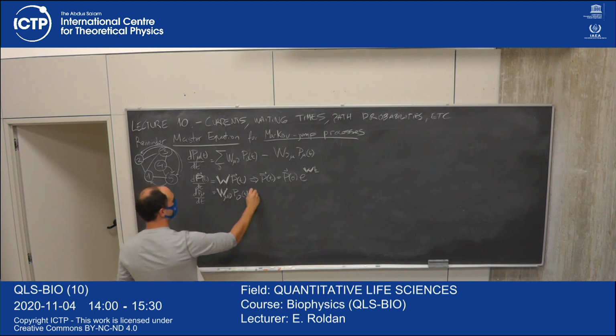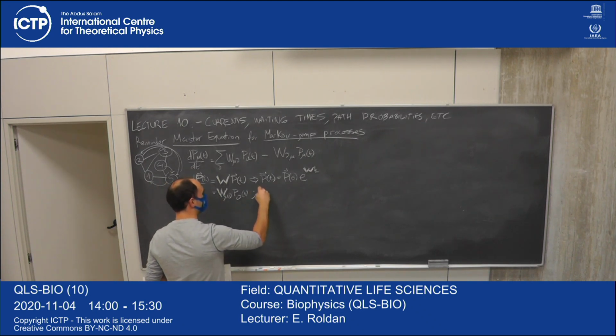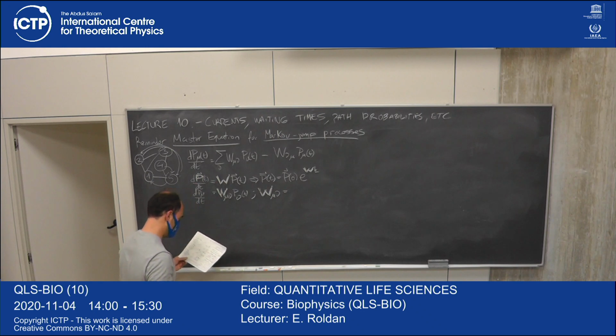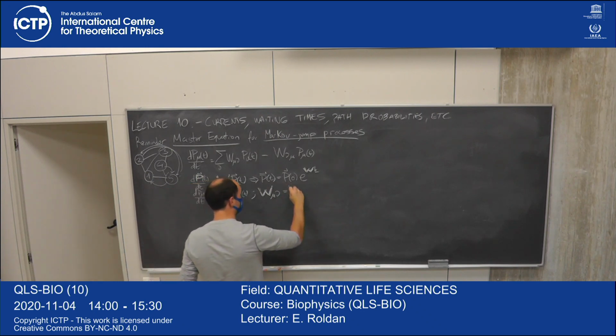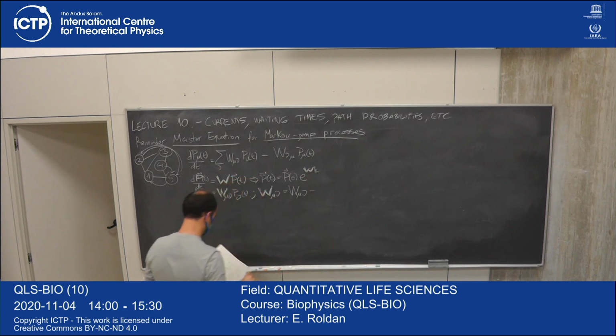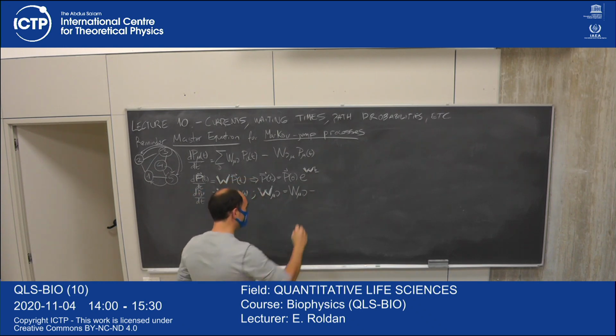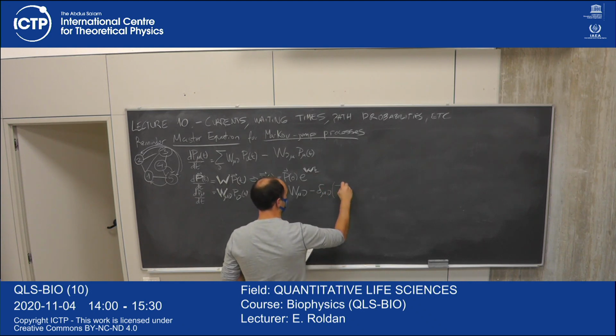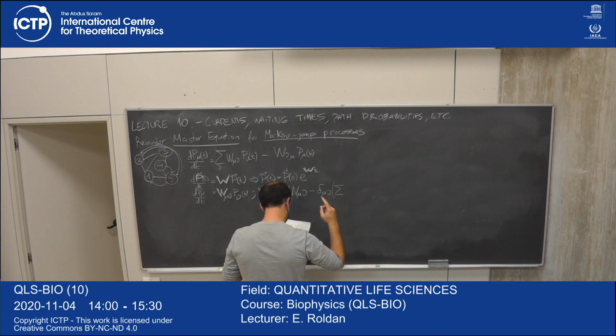So this matrix has the following elements: W matrix mu nu equals the transition rate minus, now there is delta mu nu, and there is multiplied by the sum. This is, it will be the escape rate.